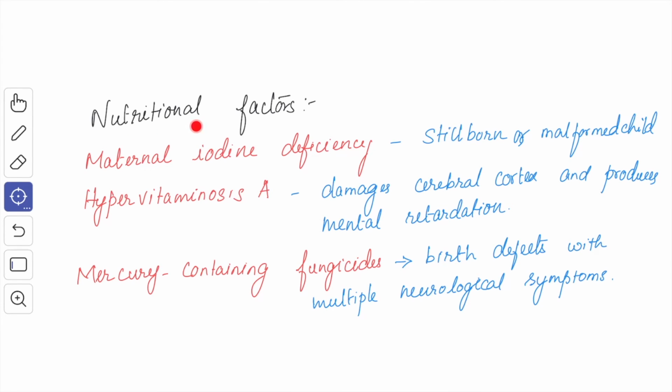Next, we'll see about the nutritional factors. Maternal iodine deficiency may cause a stillborn or malformed child. Hypervitaminosis A in the later part of pregnancy damages the cerebral cortex and produces mental retardation. Mercury-containing fungicides sprayed over seed corn and food grains, when taken by the expectant mother, produce birth defects in children with multiple neurological symptoms, and this was reported from Japan, USA and Iraq.